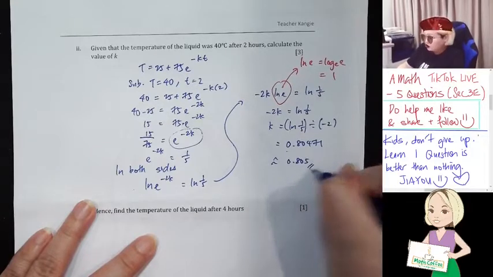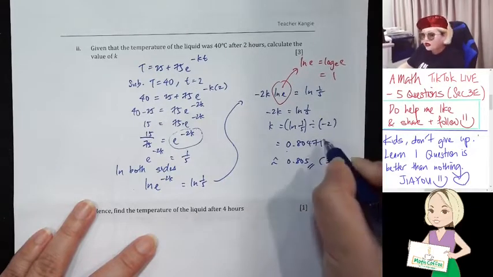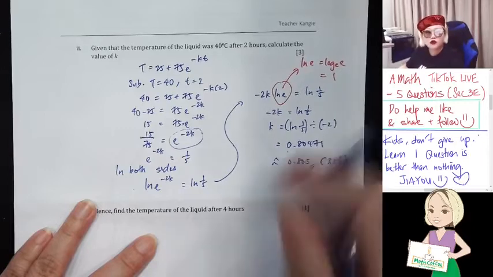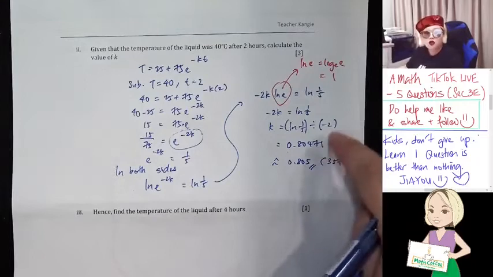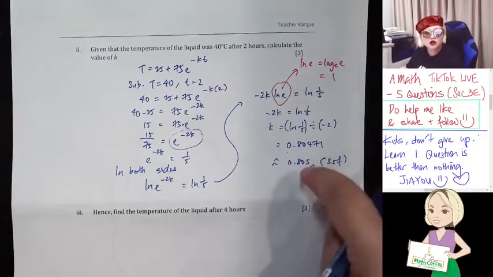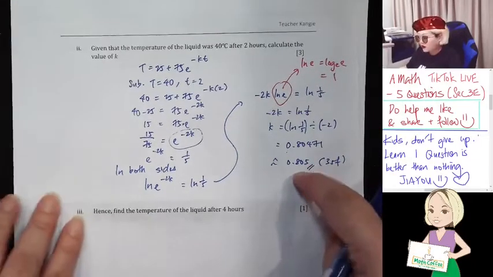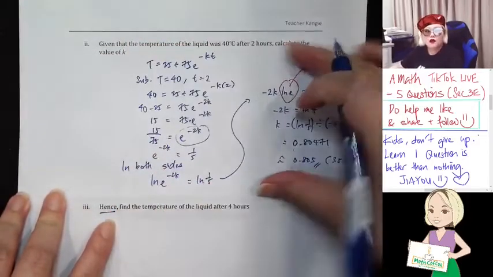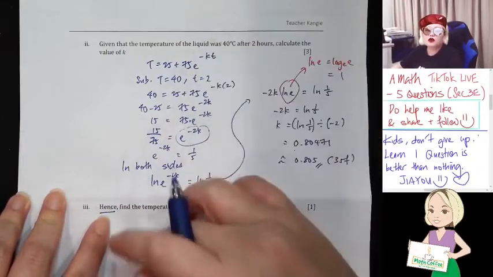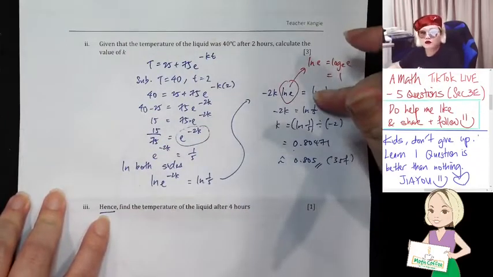0.805 to 3 SF. Why do I need the long number? Because later when I'm going to use the formula and I need to use the k, I will have to use the long one. Never use the rounded off value. Next, hence. Hence means it's related to this part. Why is it that we use this part? Because they want you to use the k that you have found.